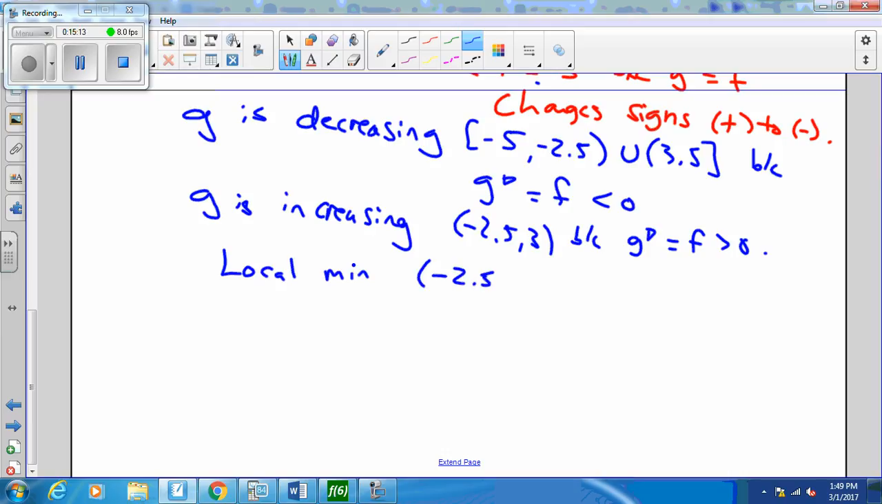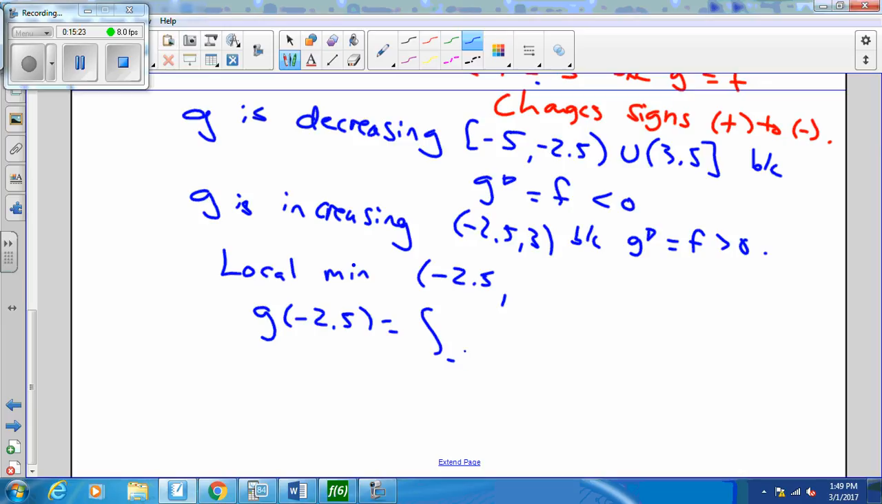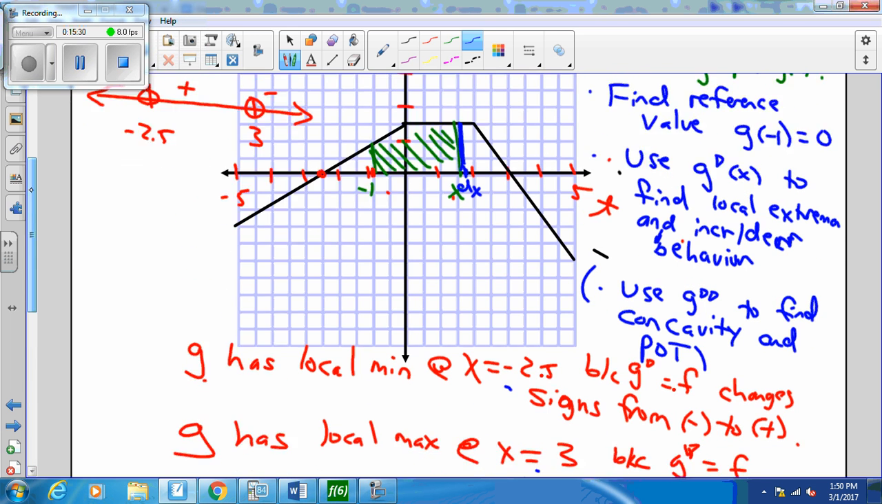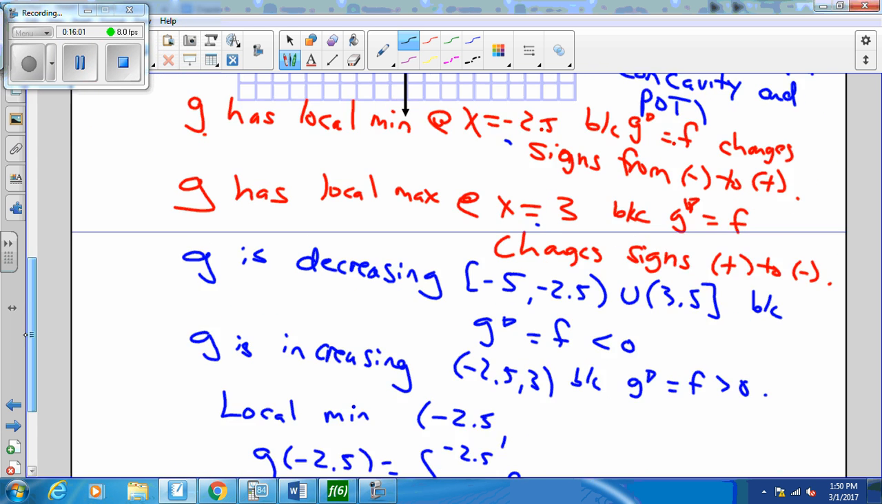Let's find the value of our local min at x equals negative 2.5 by evaluating g of negative 2.5, which is the integral from negative 1 back to negative 2.5 of f of t dt. And to get that integral, I need to go back to my graph right here and do some net signed area. From negative 1 back to negative 2.5, that shape is a triangle, and it has a height that looks like 1, and has a width of 1.5. And so this net signed area is going to be a half of 1 times 1.5, which is going to be 0.75.